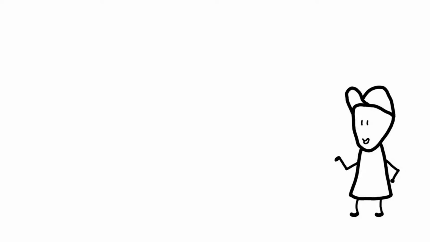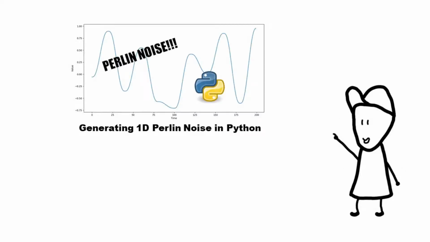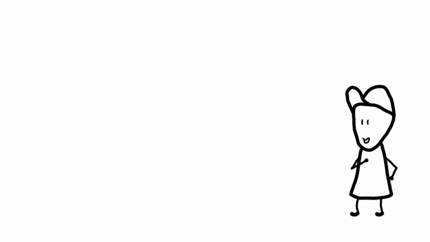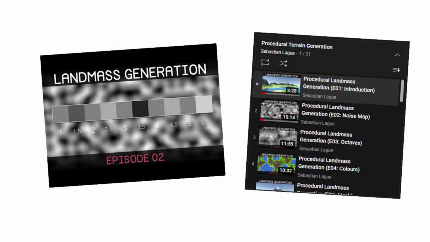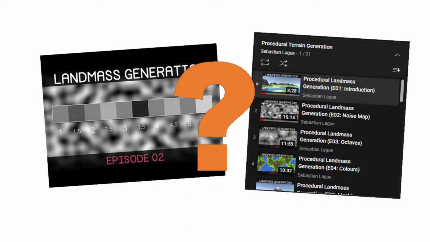Hey everyone. A long time ago, I made a video about generating 1D Perlin noise with Python. It became one of my most popular videos, and I was really happy about that. But then one day, I was watching Sebastian Lague's video on procedural landmass generation, and as I was watching, I heard something that caught me off guard.